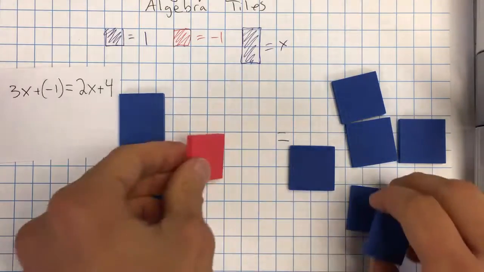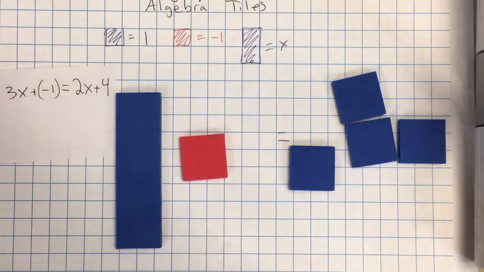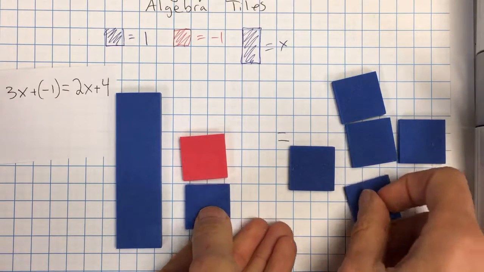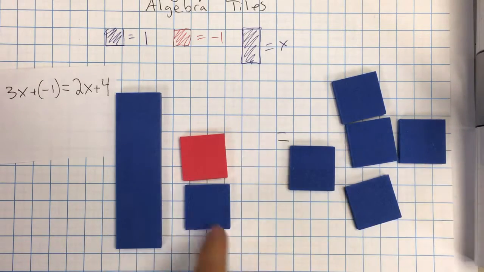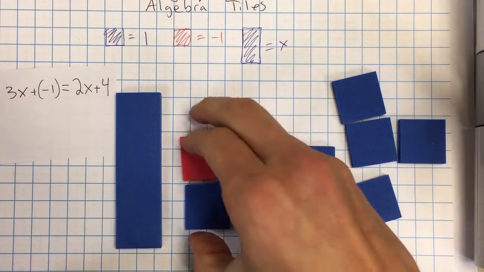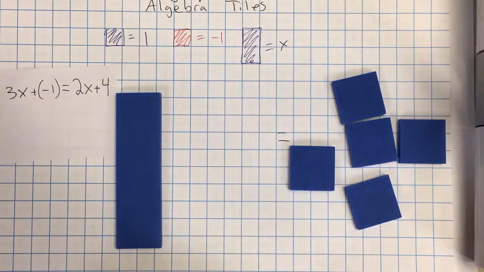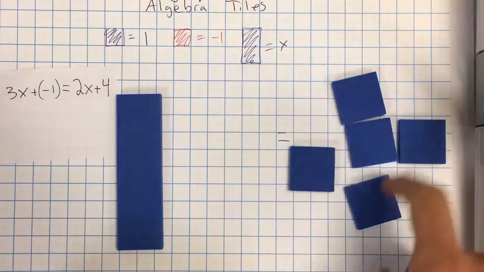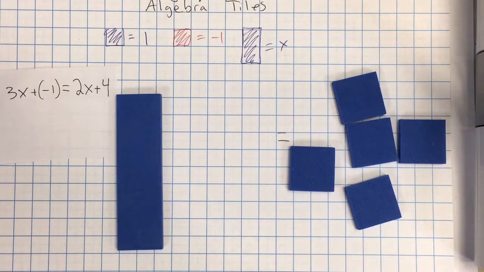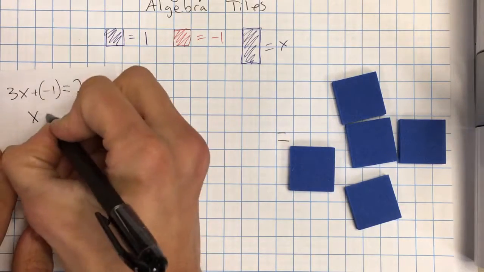Again, we were at the point where we had x plus negative 1 equals 4. And the way that I solved that was I added one blue, or one hole, to each side. These cancel each other out, or zero each other out, so the value is 0. So I now have x equals 5. So we can use this again to start solving slightly larger equations.